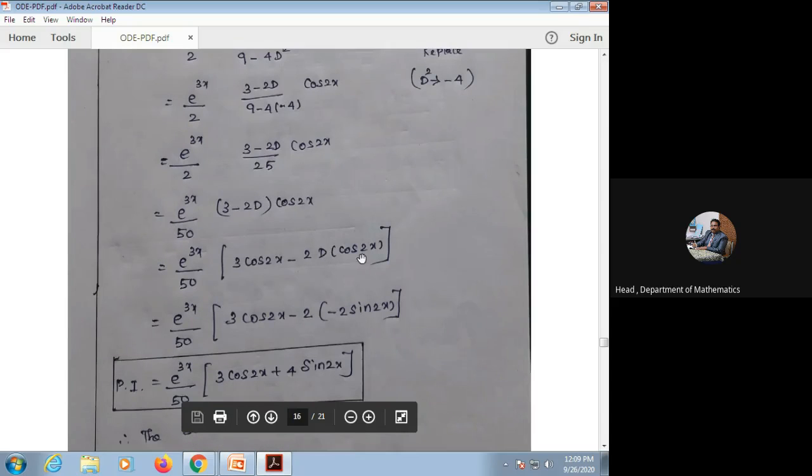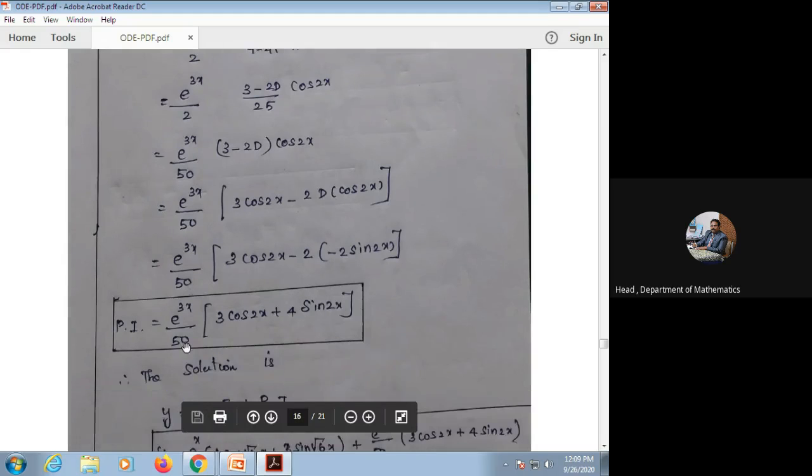What is the differentiation of cos 2x? Minus 2 sin 2x. Substitute here. Therefore, we get e power 3x by 50 into 3 cos 2x, minus into minus we get plus, 2 into 2 we get 4. Therefore, 4 sin 2x. This is the particular solution.